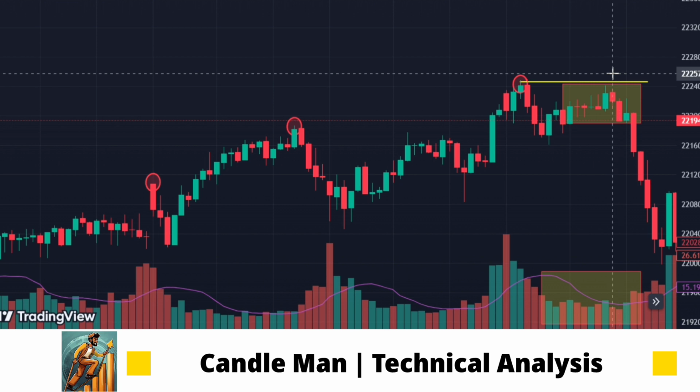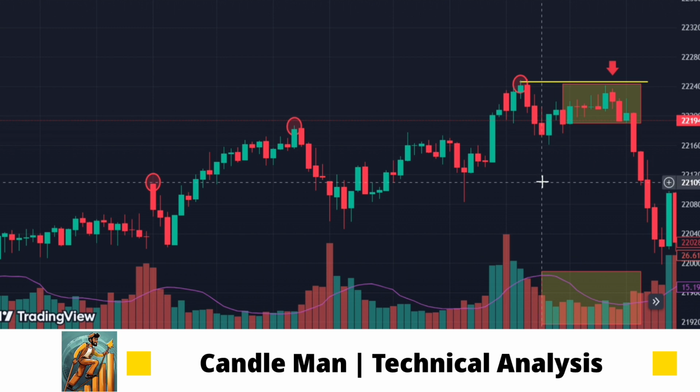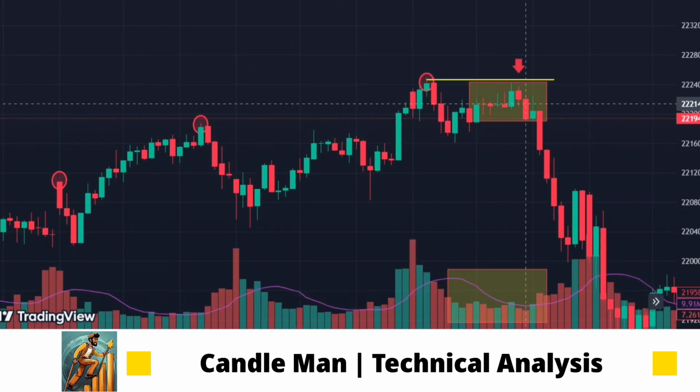And as you see, we get a signal of reversal trading with this red candle and we can dive in the trade, right? And there you have it, folks, a beginner's guide to spotting trends with the reversal trade strategy.